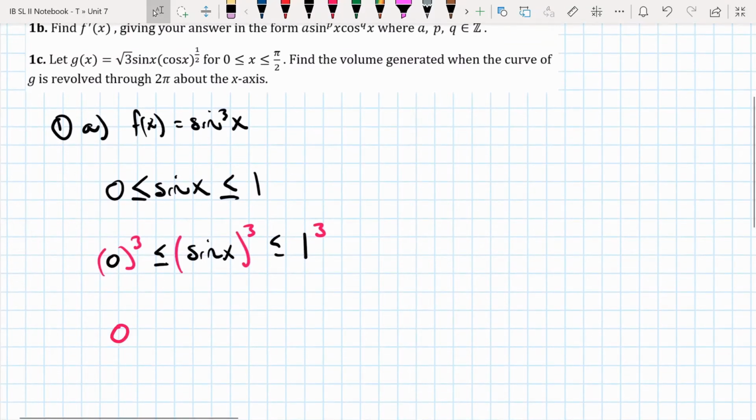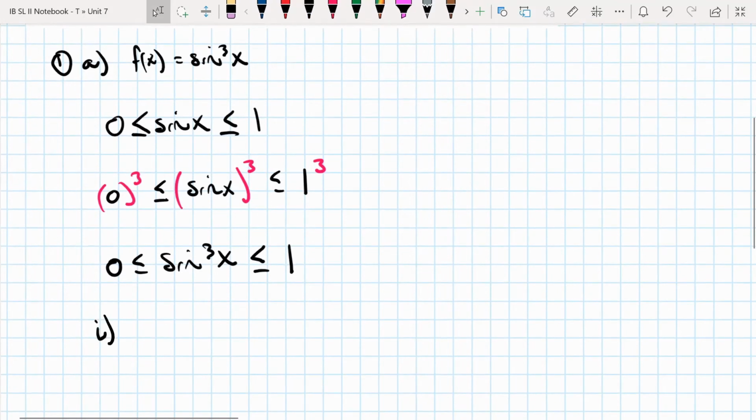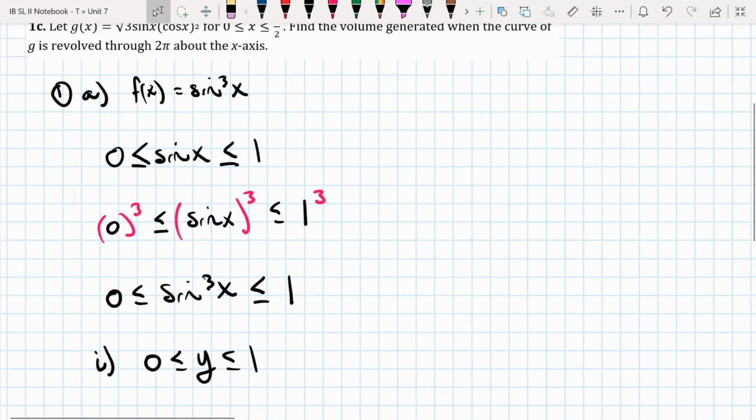So we get 0, that's the same thing as 0 cubed, is less than or equal to sine cubed. The notation is a little weird, but you can bring the 3 on the outside or the inside of this trig function. It just means sine cubed, which is less than or equal to 1. And so the range of sine cubed, or all the possible y values, is the same as the range of sine. So that's the answer for this one: 0 to 1.